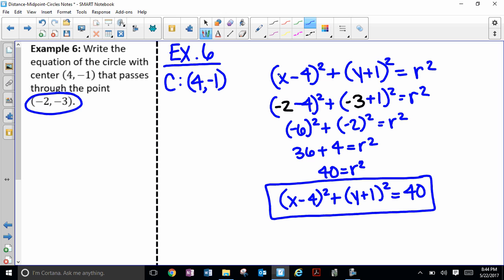So they give you the center, so go ahead and fill that in, but you don't know r, so leave it as r squared. They gave you another point though that the circle does pass through, so plug that in for your x and y on the left side. So you can solve for r squared, then put that in your equation and you're done.